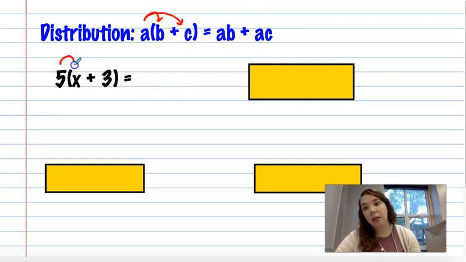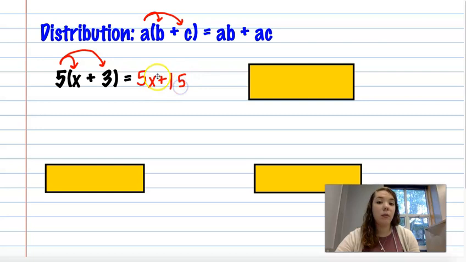So here, I'm going to distribute my 5. 5 times x is 5x. 5 times 3 is 15. Okay, it's a positive 15, so it's a plus. If it was a negative 15, it'd be a minus. Or you can always do plus -15, because as we've discussed, adding the opposite or just having a minus are the same.